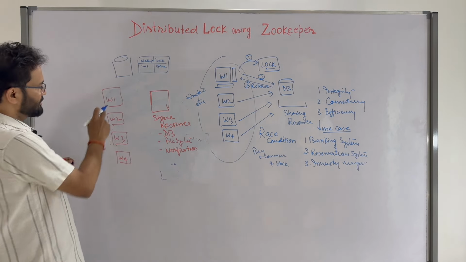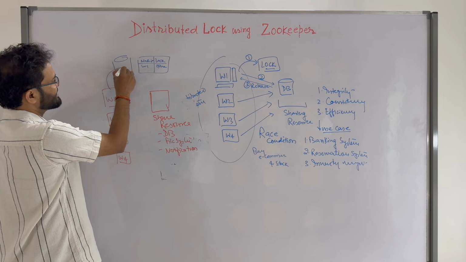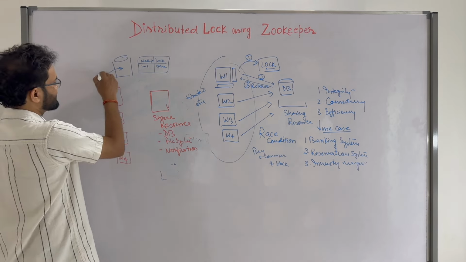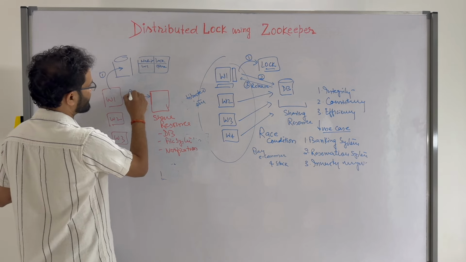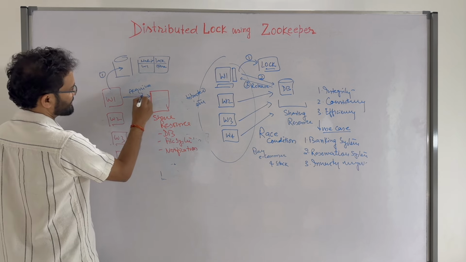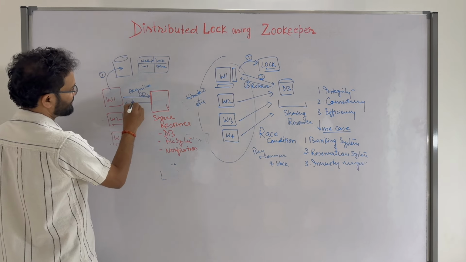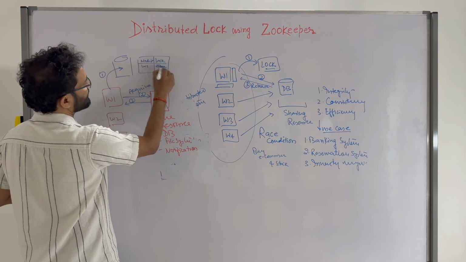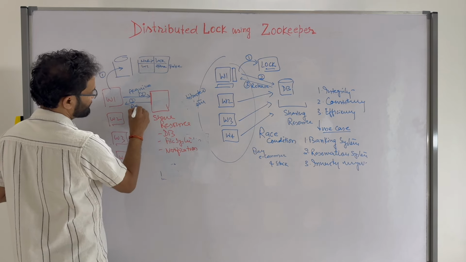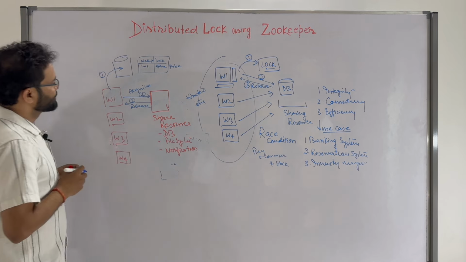First, W1 will insert the data in the database. Second step, it acquires the lock and does all the operations. And third step, when it comes back, it will update the value to false or delete the data, right? So it releases the lock.